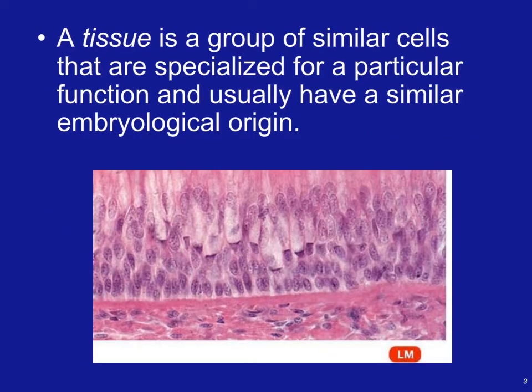So if you remember back to a couple lectures back when we had the organization of the human body, we said that a tissue is a group of similar cells that are specialized for a particular function or purpose and usually have a similar embryological origin.